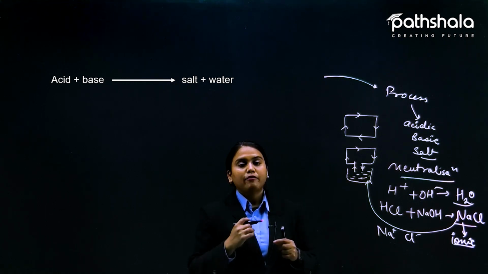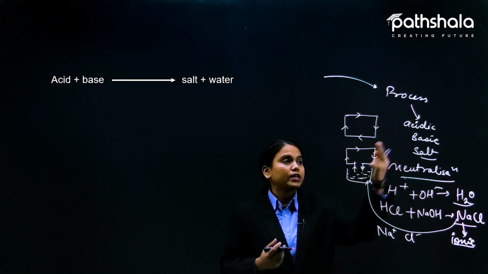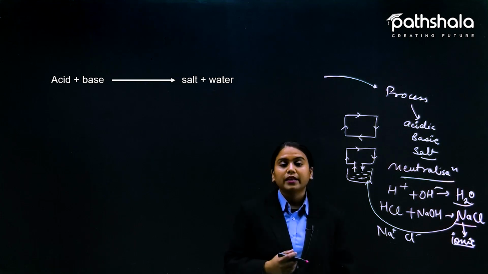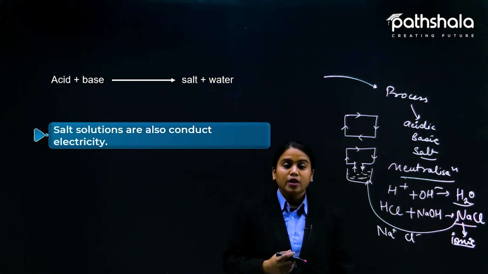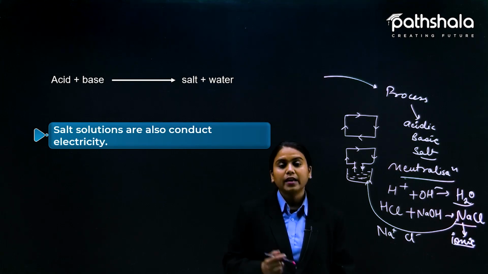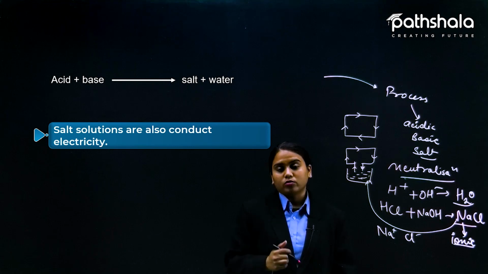That is why we have called electrolytes a kind of solution that includes acidic, basic and salt properties, and that helps in the conduction of electricity. So salt solutions also help conduction of electricity. That is what we have read and learned in electrolysis, and electrolysis is basically that process.